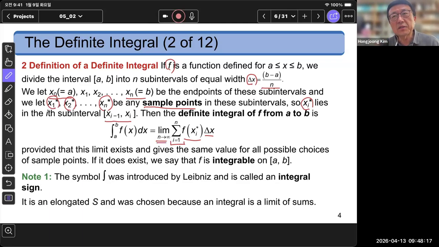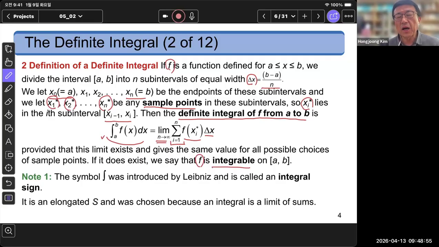If this limit exists, then we use this symbol to express the limit. This symbol will be called the definite integral of f from a to b. That is the name of this symbol. And if this limit exists, then we say your function is integrable.